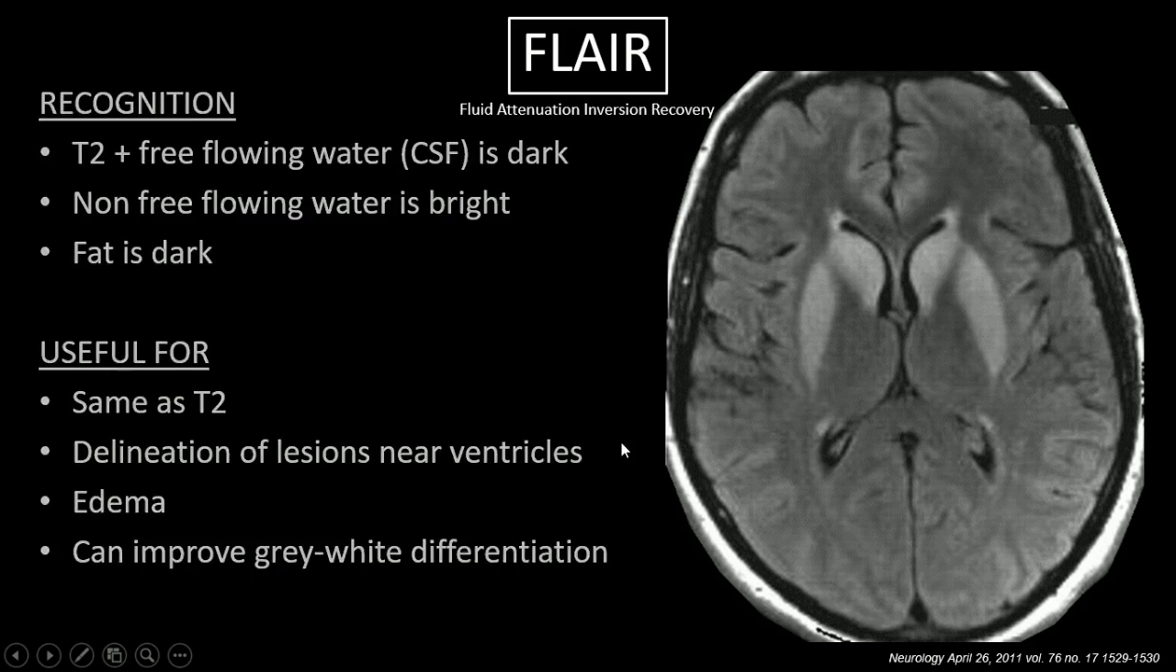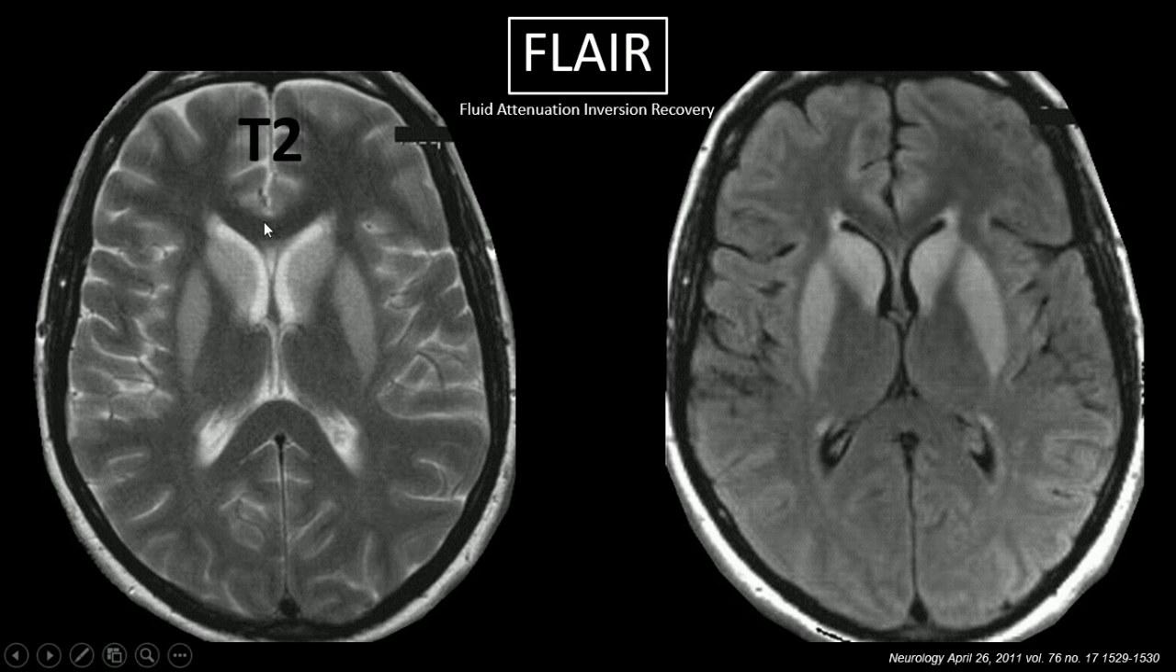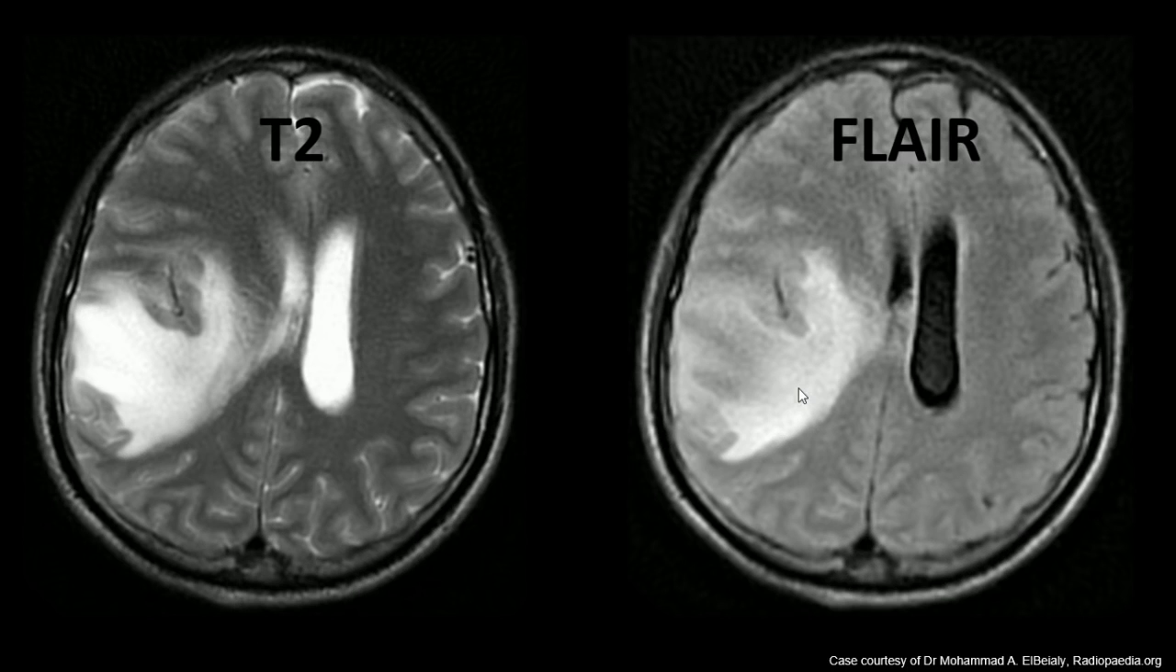And let's compare this to a T2 image. So again, it looks just like the T2 image, except that the ventricles or the CSF spaces are inverted. Okay, so here's an example of where FLAIR can do a better job of delineating lesions near the ventricle.